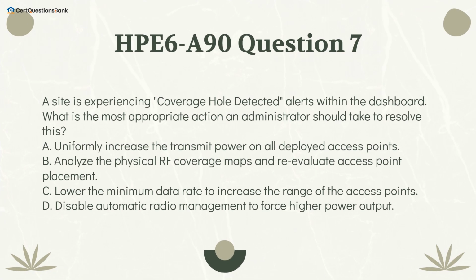A site is experiencing coverage hole detected alerts within the dashboard. What is the most appropriate action an administrator should take to resolve this? A. Uniformly increase the transmit power on all deployed access points. B. Analyze the physical RF coverage maps and re-evaluate access point placement.